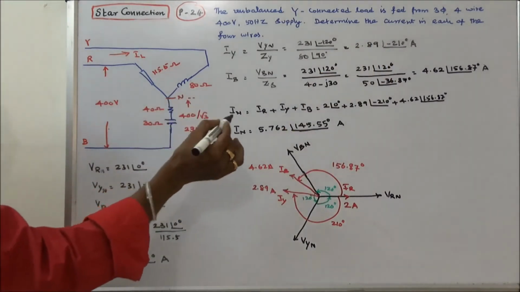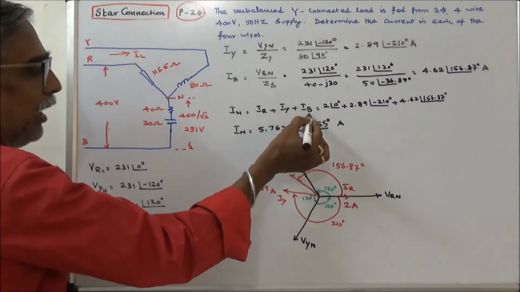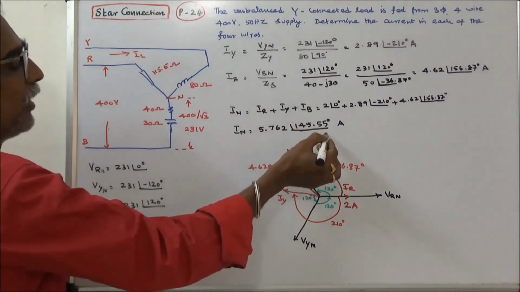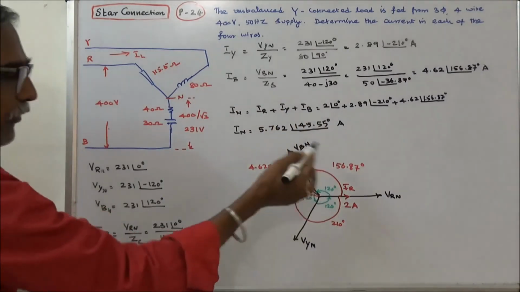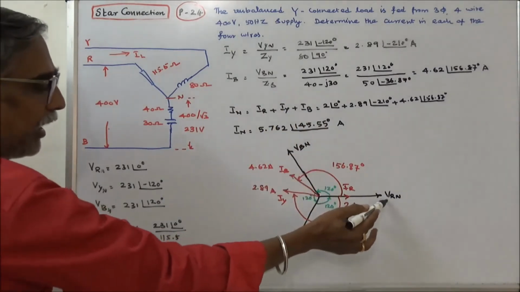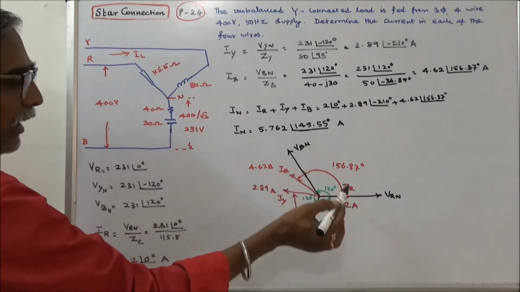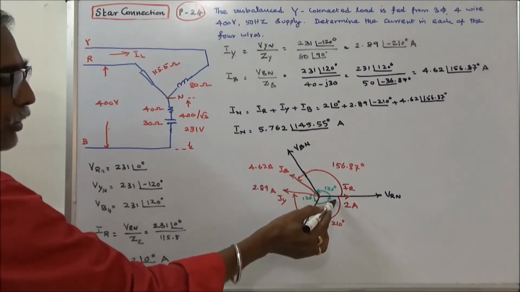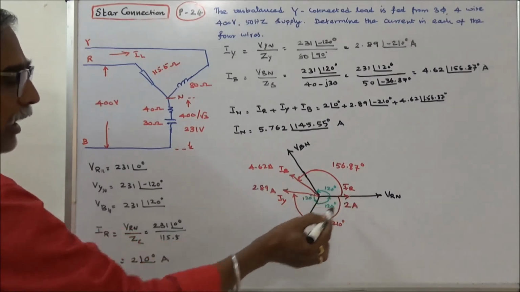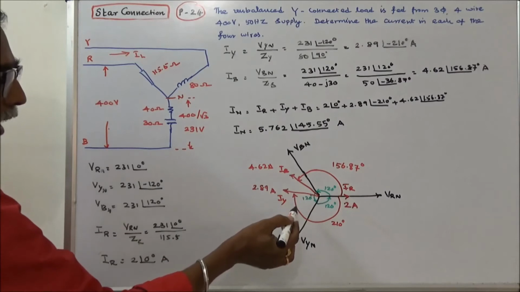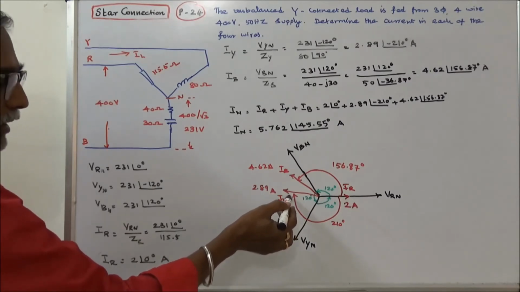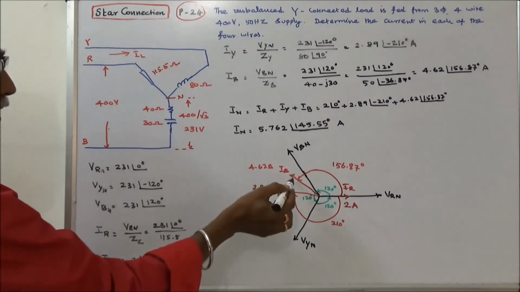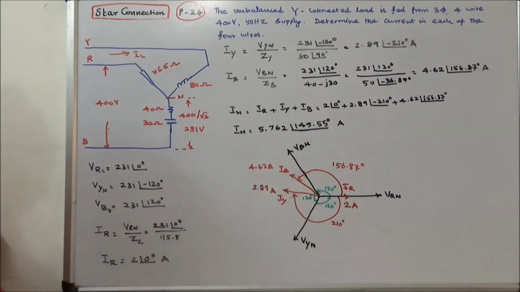Neutral current IN is equal to IR plus IY plus IB. Neutral current is 5.762 angle 145.55 degrees amps. So this is the phasor diagram. This is VRN, VYN, VBN. This is IR, this is IY, this is IB. Here this is a resistive load, in phase with the voltage. Here the current is lagging in the Y phase. The current is lagging. Here in the capacitive load the current is leading. This way you have to draw the phasor diagram.